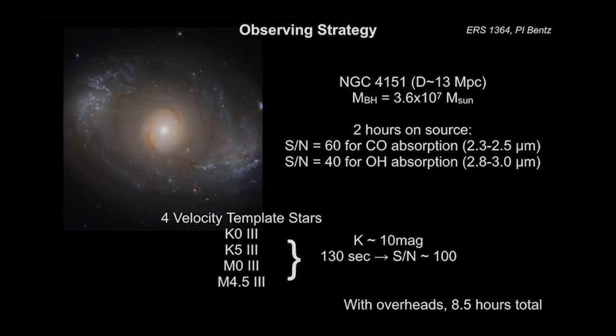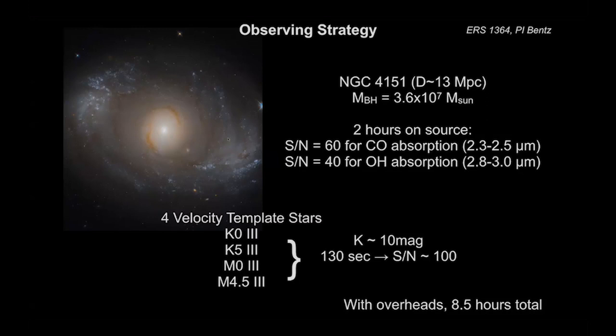So for NGC 4151, which is one of the most nearby active galaxies at about 13 megaparsecs, our best estimate so far put the black hole mass at about 3.6 times 10 to the 7 solar masses. With NIRSpec, we'll have 2 hours on source in which we will try to obtain fairly high signal-to-noise ratio spectra as a function of position within those innermost 3 by 3 arc seconds of the galaxy. And so for the CO absorption band heads, which are around 2.3 to 2.5 microns and have often been used for stellar dynamical modeling in the past, we'll have a signal-to-noise of about 60 in the continuum per resolution element with those 2 hours on source.